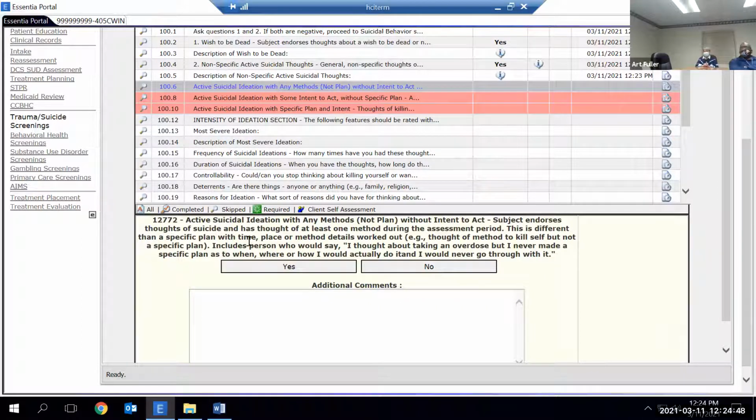Now, on this one, active suicide ideation with any methods not planned without intent to act. So endorses thoughts of suicide and has thought of at least one method. No, he hasn't.